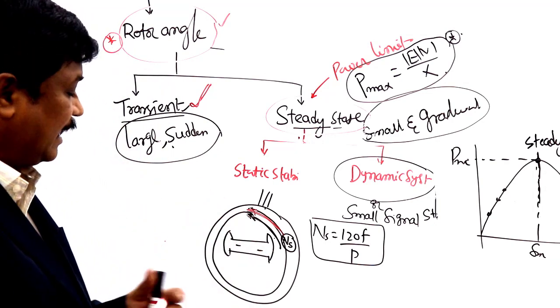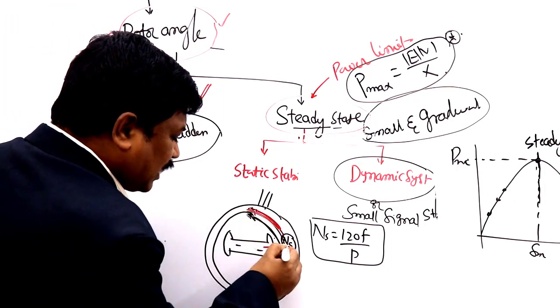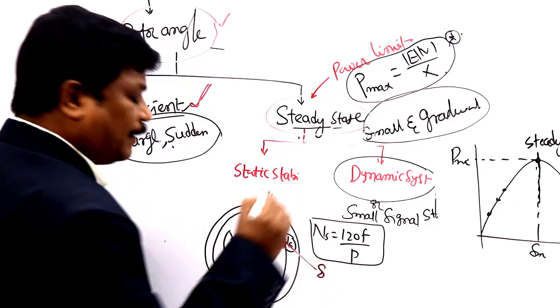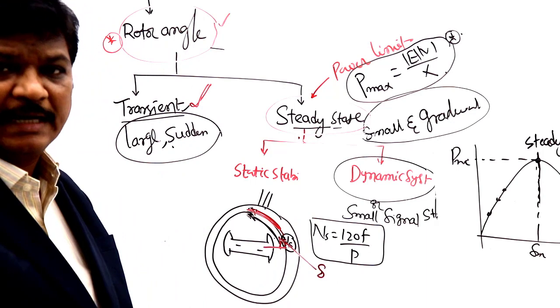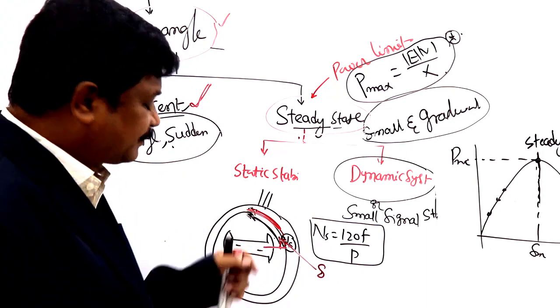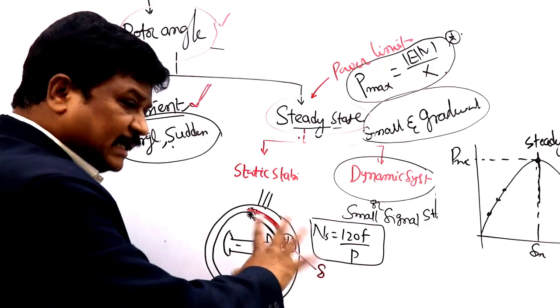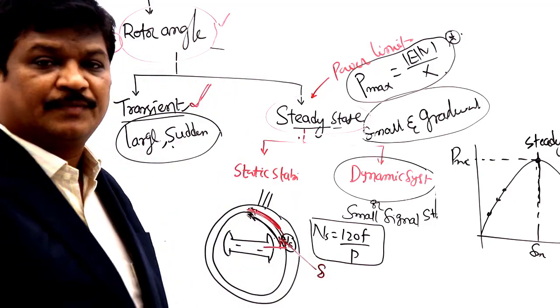The angle between the stator rotating magnetic field and the rotor axis is called delta. This is called the power angle or load angle. Normally it is constant, but once a disturbance comes, this load angle will vary.